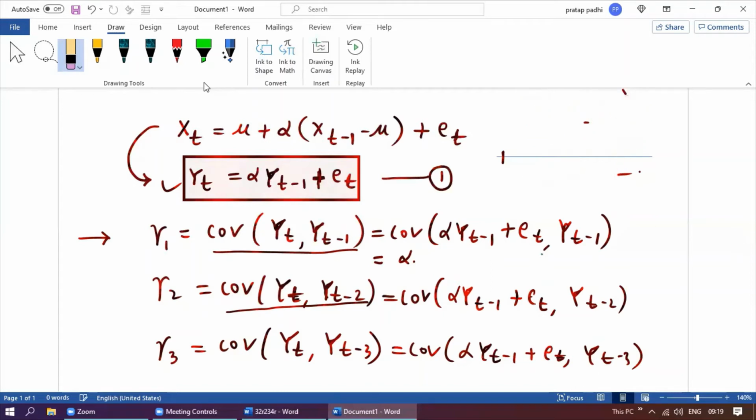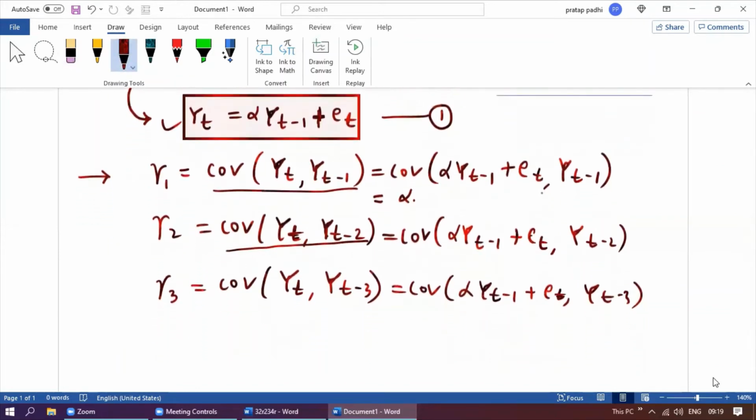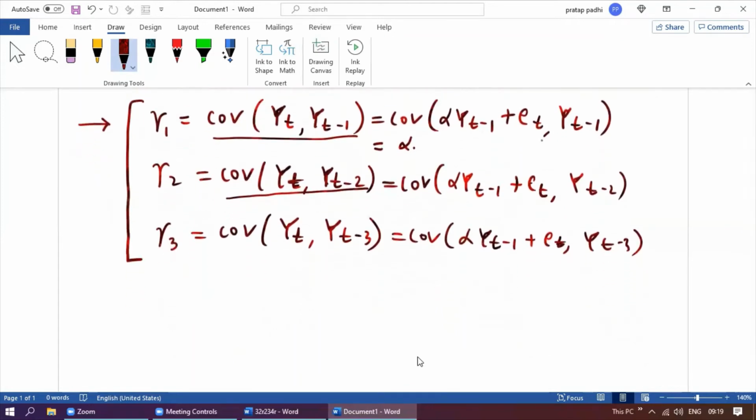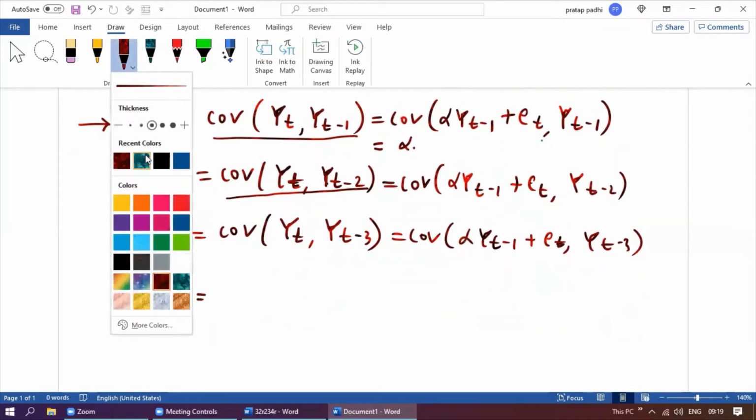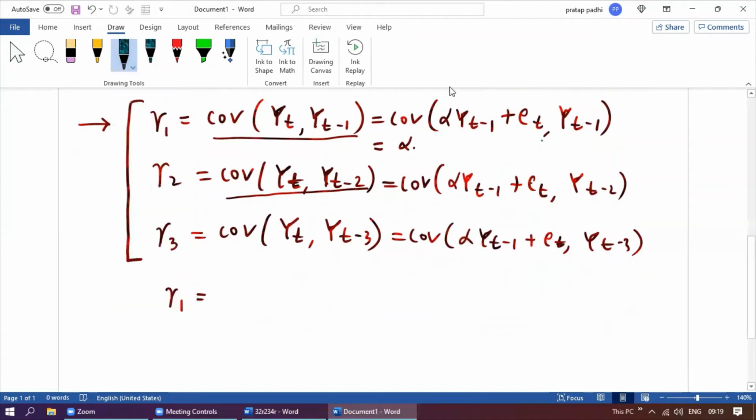So if you use all these, then you will come to this. Okay, let me write once again. Gamma 1 will be alpha here, and variance of yt minus 1, sigma square, and the second one is 0. Sigma square.